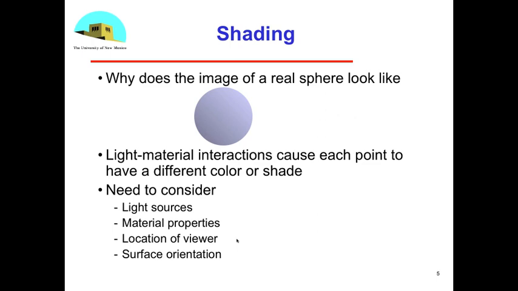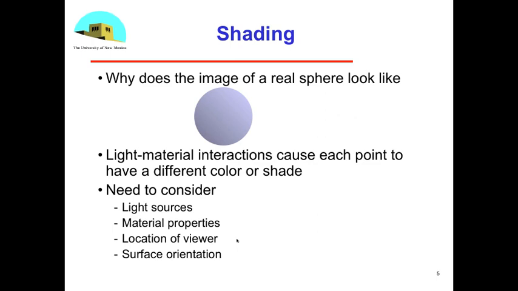We need the material properties. We need to know where the viewer is, because if we have a very shiny surface, say you're looking at the reflection of light in somebody's glasses, or you're looking in a mirror, it depends exactly where that viewer is. You may see the reflection of light in someone's glasses, but some person next to you may not. So it's very dependent for certain kinds of scattering on where the viewer is located.